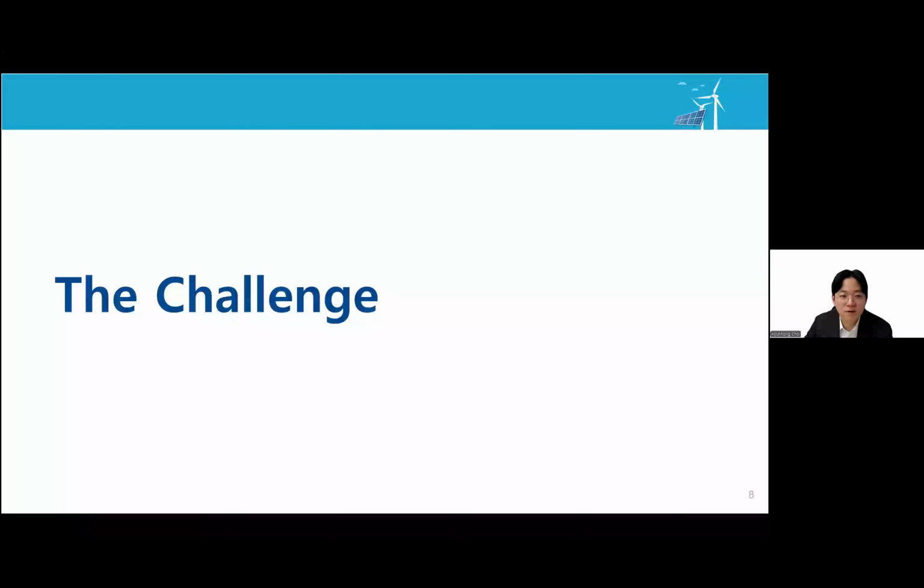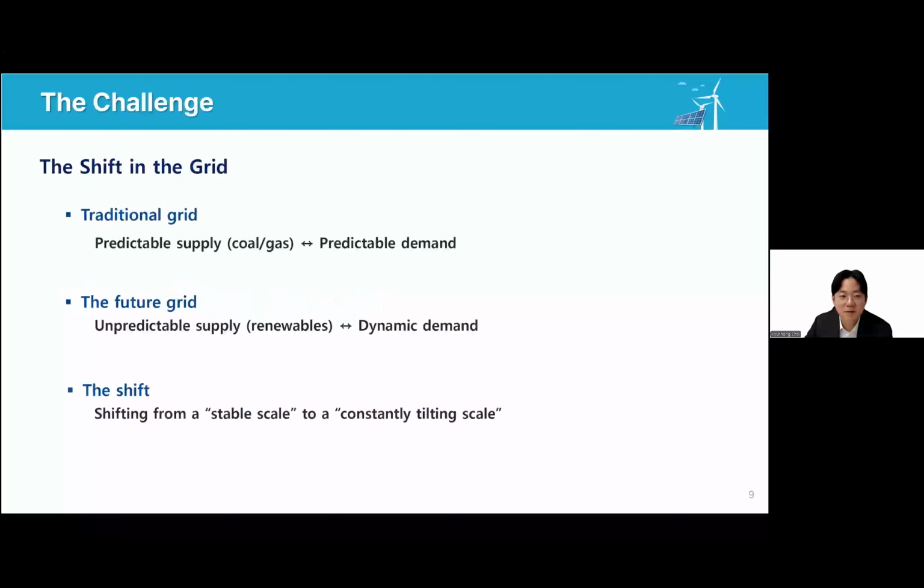Now, moving on to our second chapter, the challenge. We will now see how the rise of renewable energy is shaking the traditional grid. The traditional grid was stable as both supply and demand were predictable. However, the future grid may be unstable as supply becomes less predictable due to renewables and demand becomes more dynamic. In other words, we are shifting from a stable scale to a constantly tilting scale.